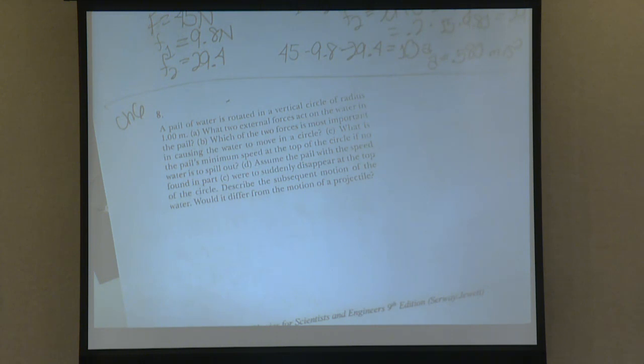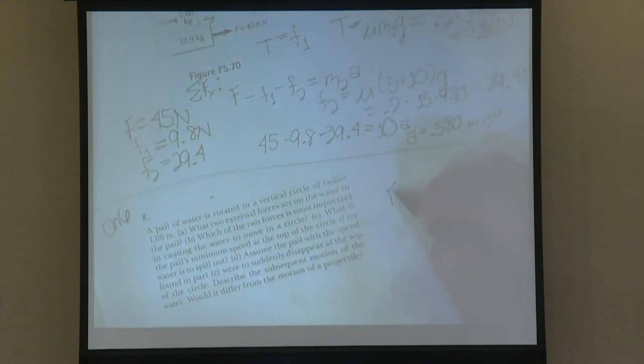Okay, so number 8. A pail of water is rotated in a vertical circle of radius 1 meter, and there are going to be 2 external forces acting on the water pail. Remember that any object is going to have a gravity force on it, but when you're swinging it in a circle, it's also going to have a centripetal force. This centripetal force, in this case, is going to have to be greater than the force of gravity in order to keep the water inside of the pail. So we're going to write that the centripetal force has to be greater than the force of gravity.